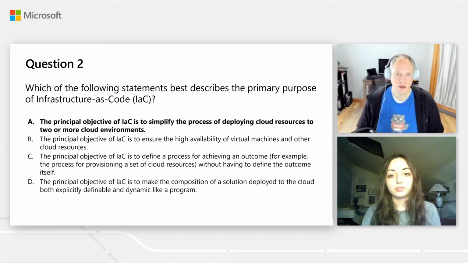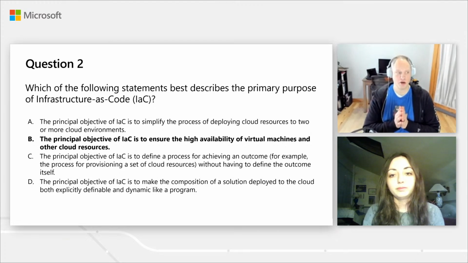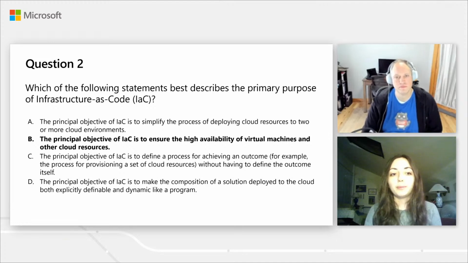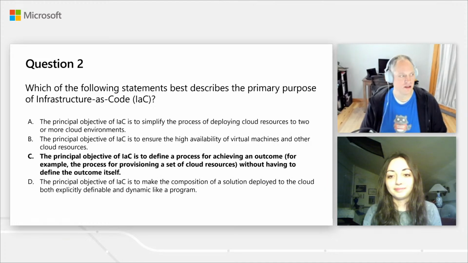Okay. Well, let's take a look at B. The principal objective of infrastructure as code is to ensure the high availability of virtual machines and other cloud resources. So availability is very important in a cloud computing environment, but infrastructure as code tools do not address availability. Okay. Well, we got some answers coming in the chat. So far, we're leaning towards D, but let's take a look at the next answer in our list here, which is C.